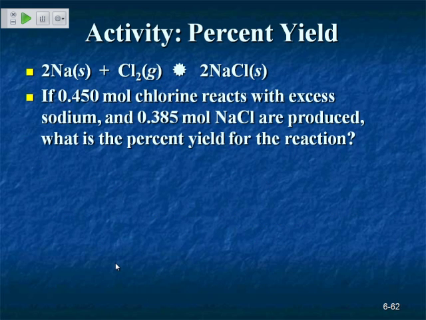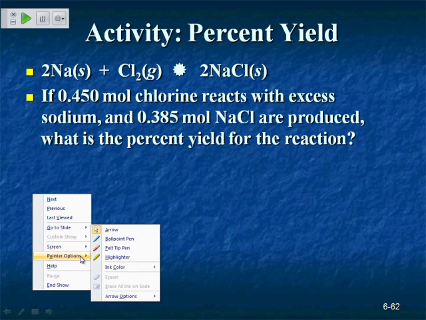Here is the same question, but now we have different amounts. This is closer to reality. Here again sodium is the excess reagent, and we have 0.450 moles of chlorine, and we produced 0.385 moles of sodium chloride. What is the percent yield for the reaction? How do we calculate this one? First we need to calculate how much sodium chloride should be produced according to the mole ratio, correct? So if we have, let me get the pen.